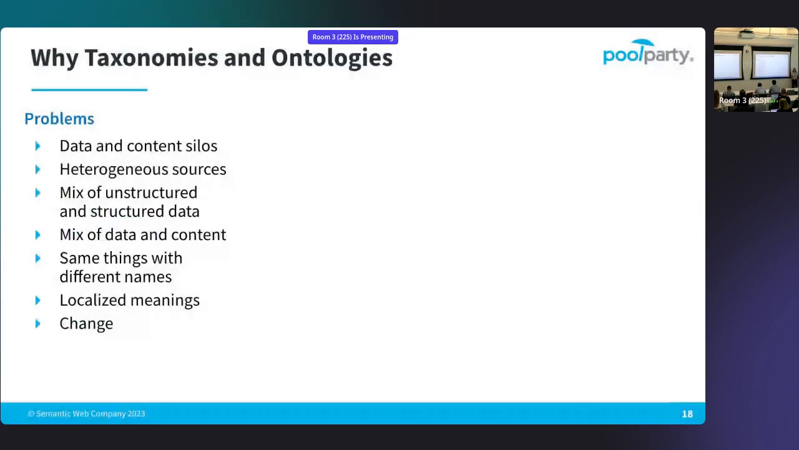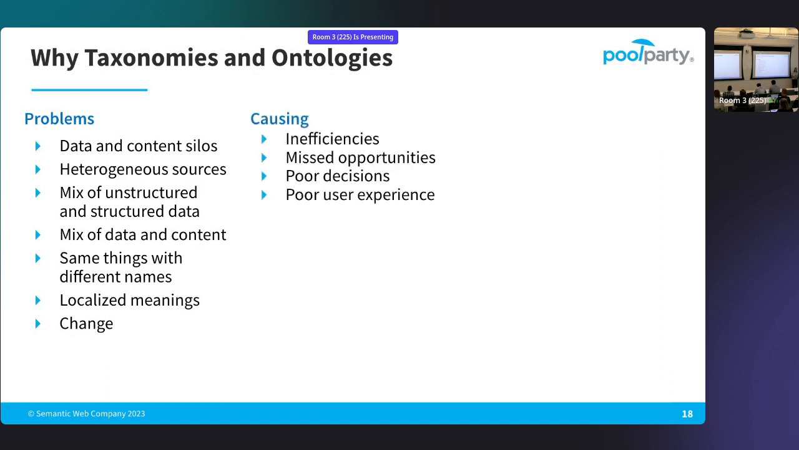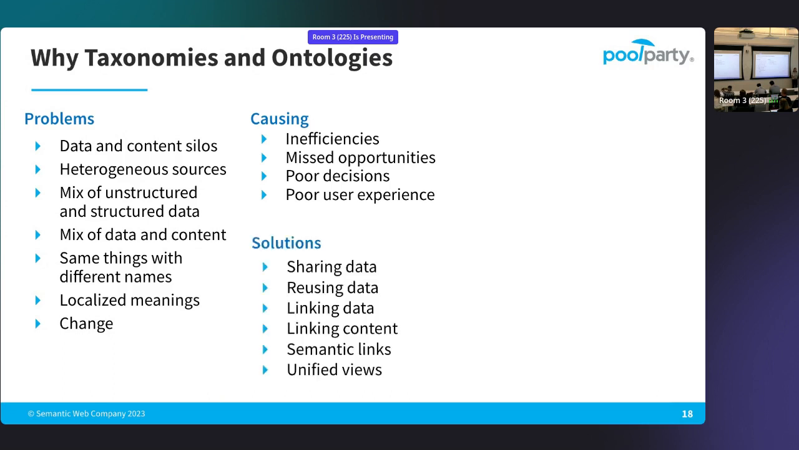All right, so why taxonomies and ontologies? Maybe you know already that there's a need, that's why you're here, but you maybe still need to make more of a business case for others. There's data and content in silos, and it's not consistent, it's heterogeneous, and there's a mixture of structured and unstructured data, a mixture of data and content, and the same things having different names and localized meaning, and there's change. And this causes inefficiencies, missed opportunities, poor decisions, and also poor user experience.